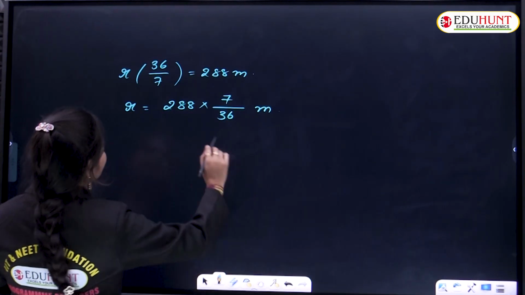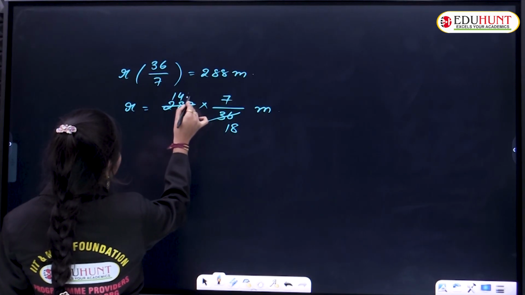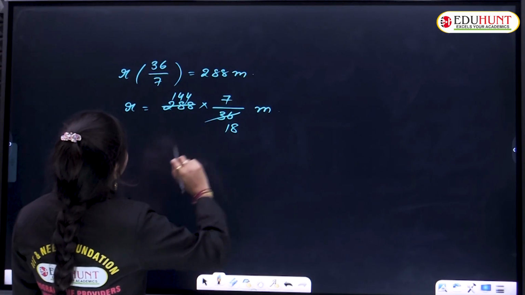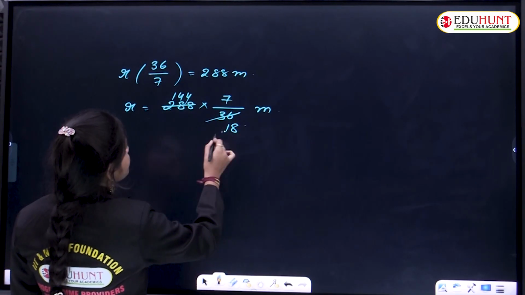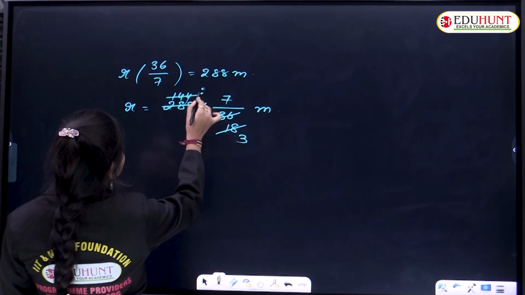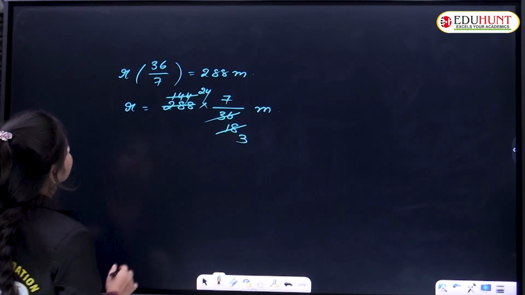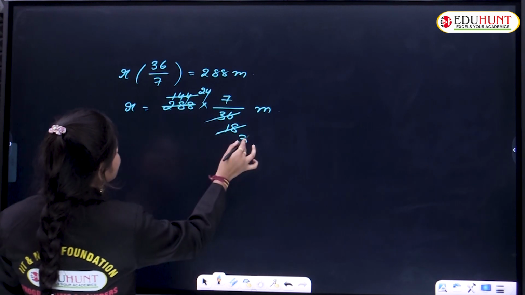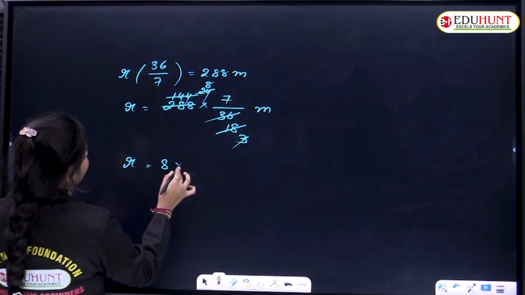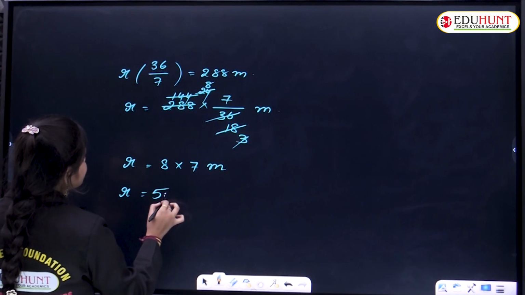Now cancellation: by 2, 18s are 36, 2 144s are 288. By 3 also cancellation is possible, and by 6 also. 6 3s are 18, 6 2s are 12, 6 4s are 24. Any other cancellations? 3 1s are 3, 3 8s are 24. Finally r is equal to 8 into 7 meters. Then r is equal to 8 7s are 56 meters.